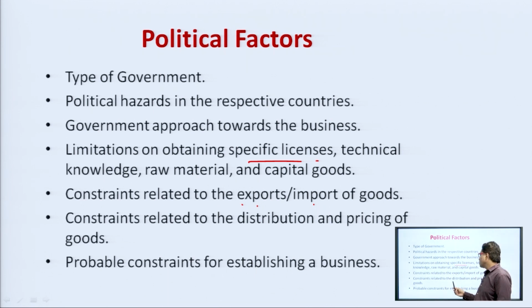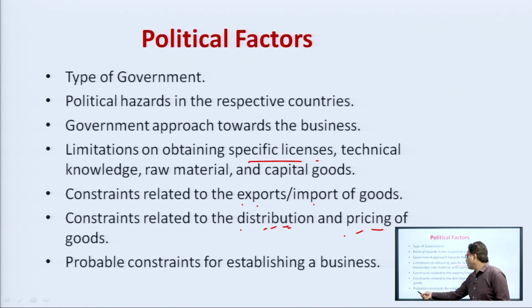Now, what distribution can be there? What pricing can be there? Is there any specific policy related to the distribution and pricing of goods, or are they ready to give you the freedom to distribute your goods or services as per your requirements, and set the pricing as per your requirement, or are you bound to them, and what constraints are there.